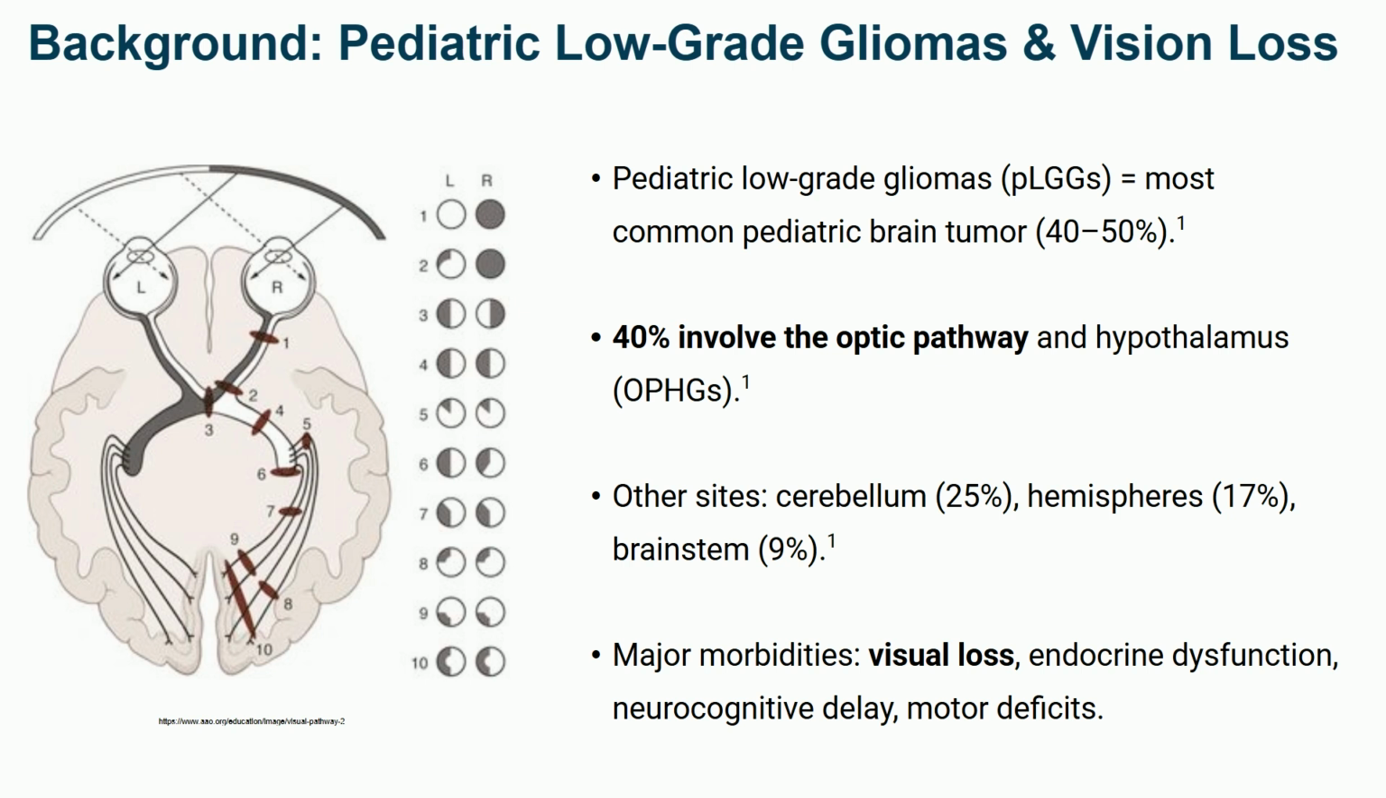This is very relevant in the ophthalmic community because most of the time ophthalmologists are the first ones to notice a deficit in visual acuity, etc., that eventually leads to the discovery of a brain tumor. It can also manifest in other areas, on either side of the cerebellum and also hemispheres, brainstem, etc.